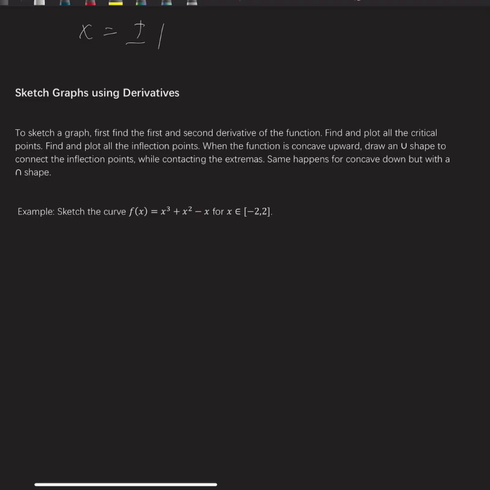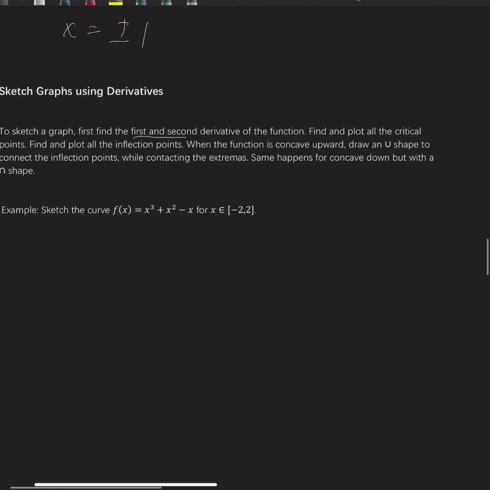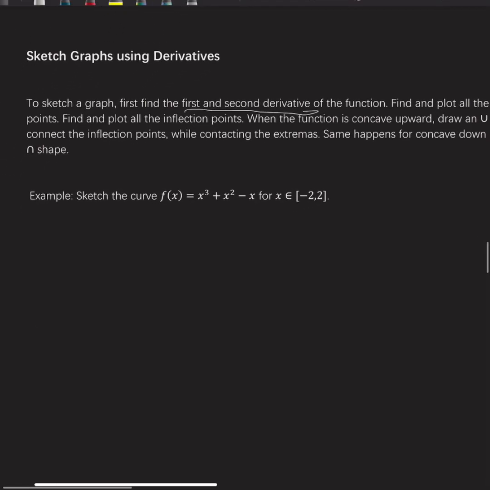So first, we should take the first and second derivative. So f prime of x is equal to 3x squared plus 2x minus 1. And f double prime of x is equal to 6x plus 2.